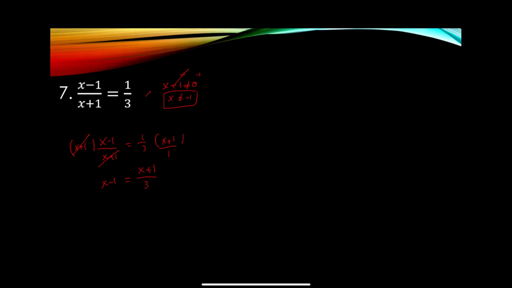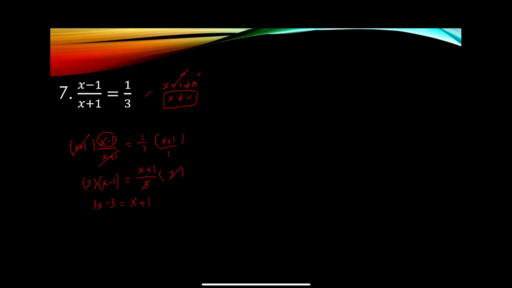Now in order to get rid of the 3, we should multiply both sides with 3. This will be cancelled. This is 3 times x. By the way, if you have this, it means 3 times the whole thing. 3 is not multiplied only by x, because you will multiply 3 by the whole numerator here, which is x minus 1. 3 times x is 3x, and 3 times -1 is -3, equal to x plus 1.